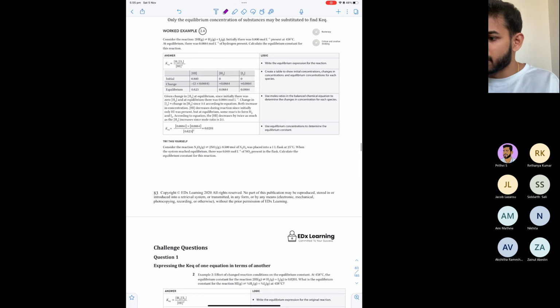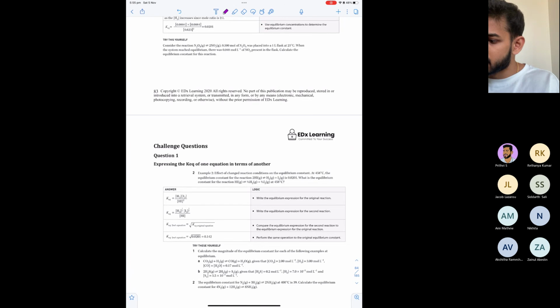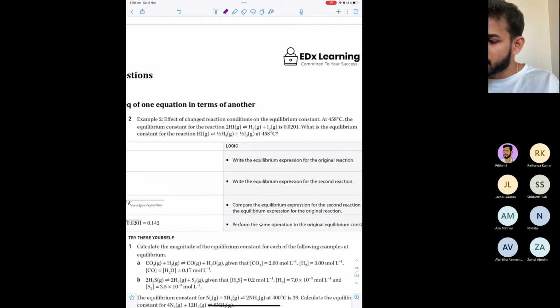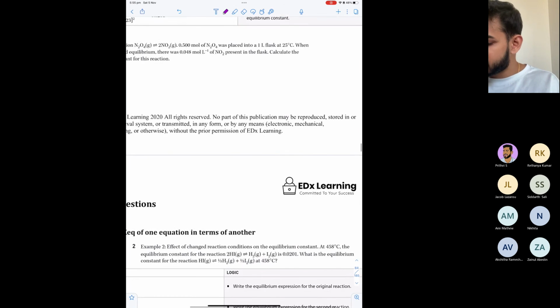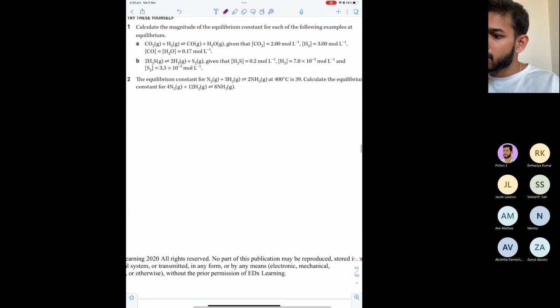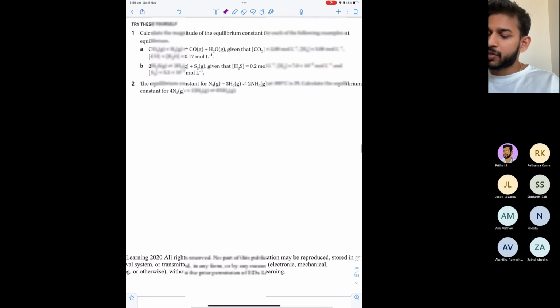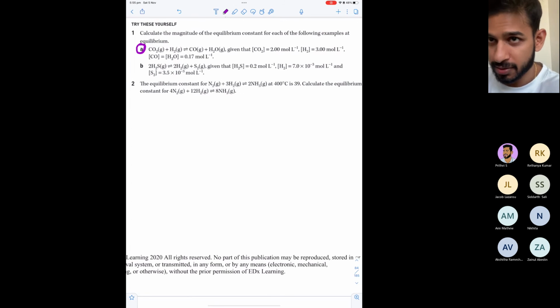I think this is quite important as well. Can you guys see questions? Let's do question 1A together, everyone. So this is the first question type you'll get for K constant question. This is not the most common question type, but it's one of the question types. I want you to pay attention to this. We're going to do question 1A together.